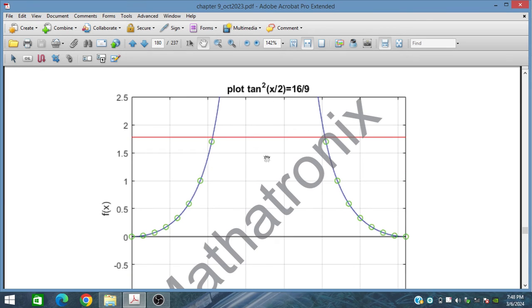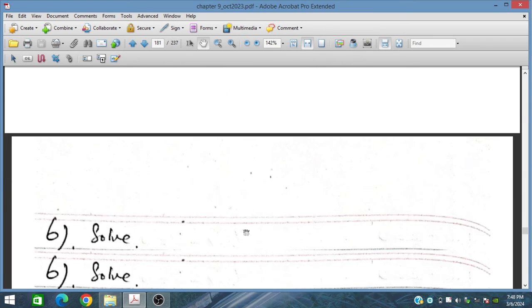Tangent square x is also simple. So we have all positive because of this, the negative value will become positive.